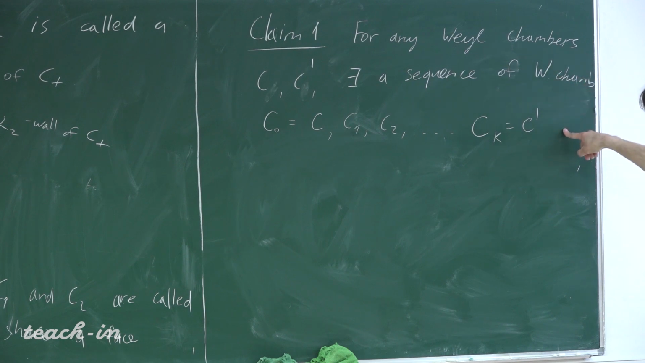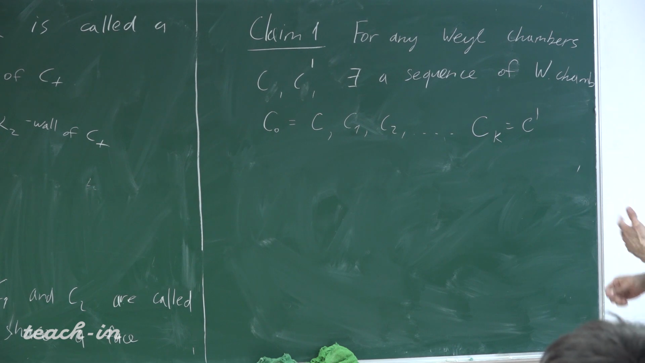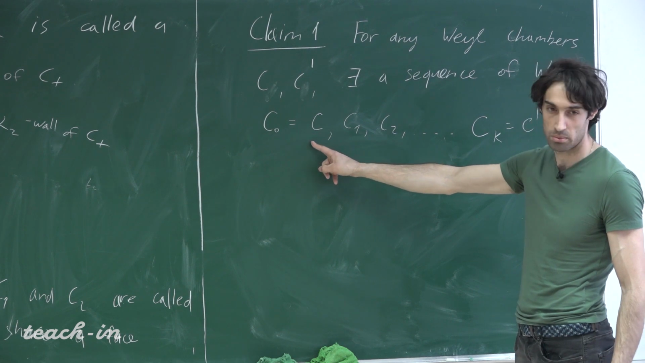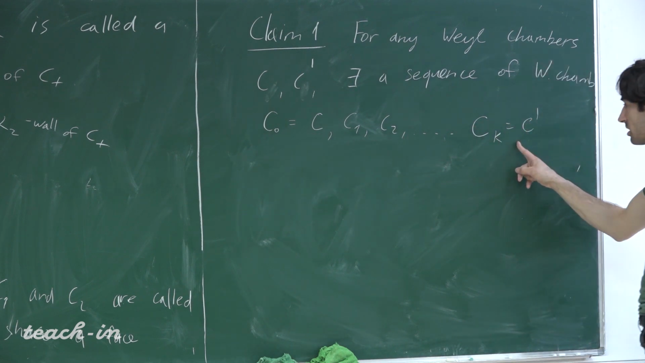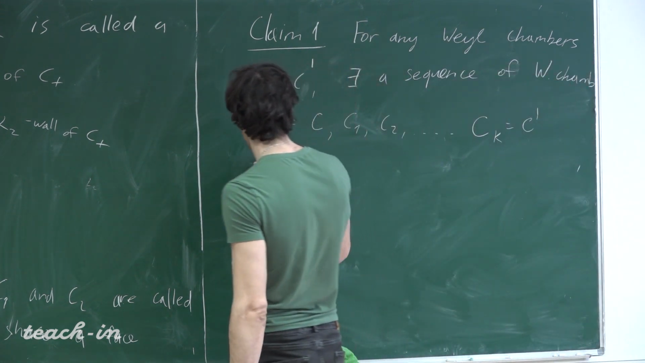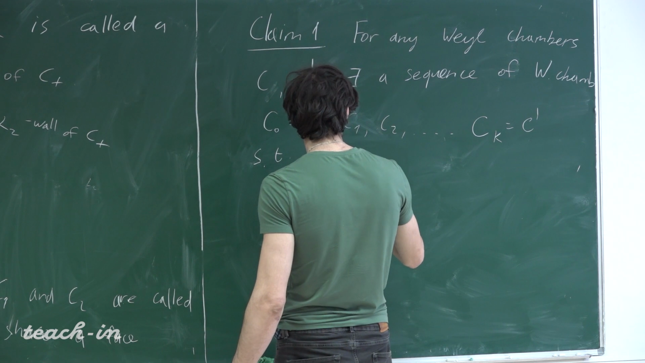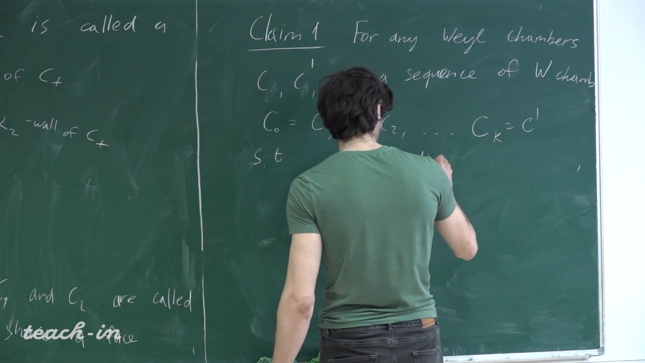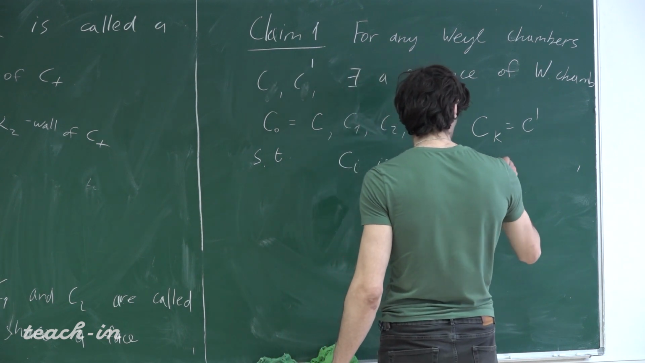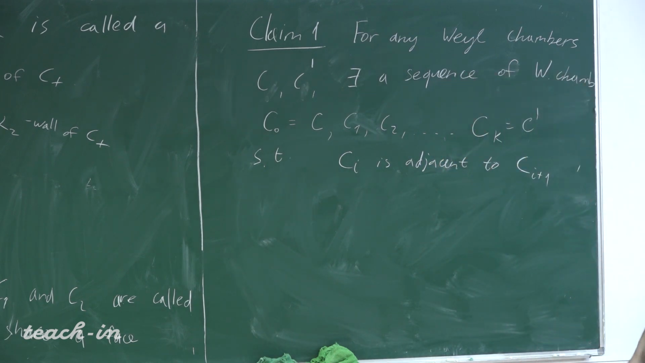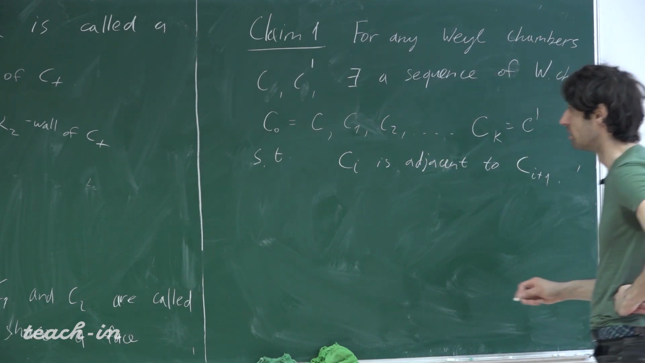Yes, so the statement is like that. If I have two Weyl chambers, C and C prime, then I have a whole sequence of Weyl chambers. In this sequence, the 0th element is C, the last element is C prime, and such that C i is adjacent to C i plus 1. Okay, let's prove this.